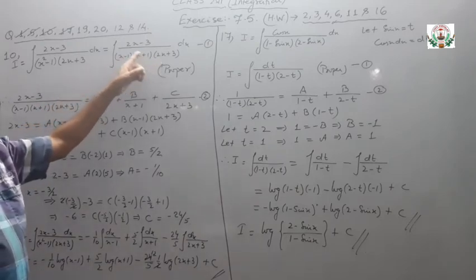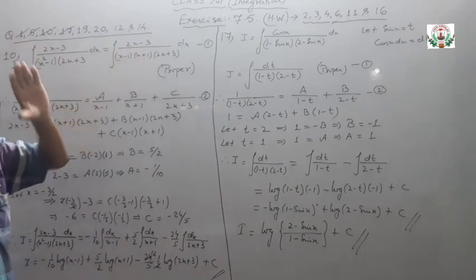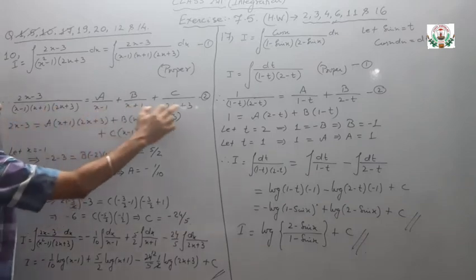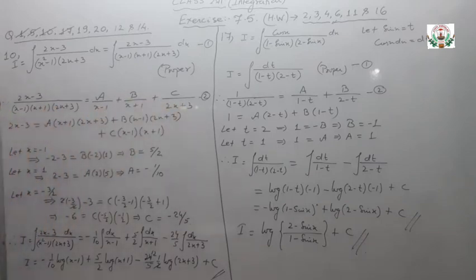Degree of the denominator is 3 and the degree of the numerator is 1, so it is a proper fraction. (2x minus 3) upon (x minus 1)(x plus 1)(2x plus 3) equals A upon the first factor, B upon the second factor, C upon the third factor. Now we take the LCM, the product of all these three, and the LCM will be cancelled out, both the denominators of the LHS and RHS.